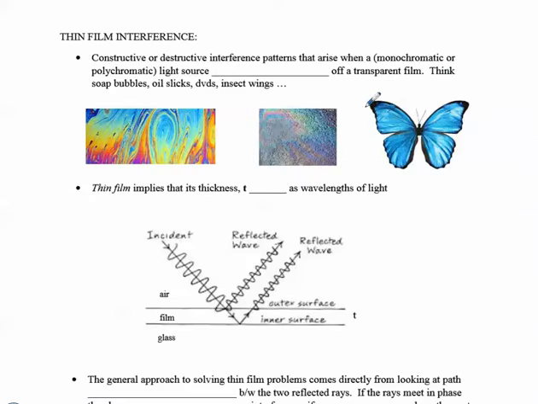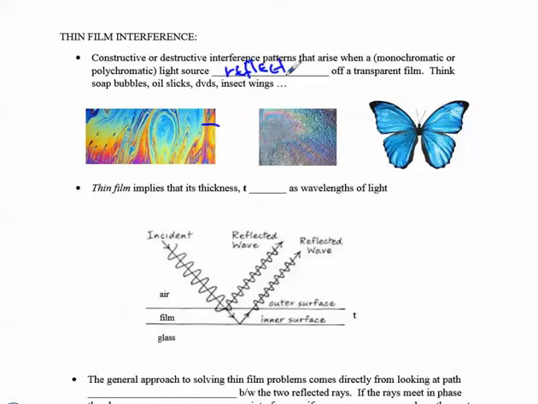Okay, so what is thin film interference? It's, as the name implies, an interference pattern that arises not because of diffraction and interference of overlapping waves, so much as because of reflection. You have a light source, either monochromatic, one color, or multicolored white light. It hits a film, which is transparent, and it reflects off of it.